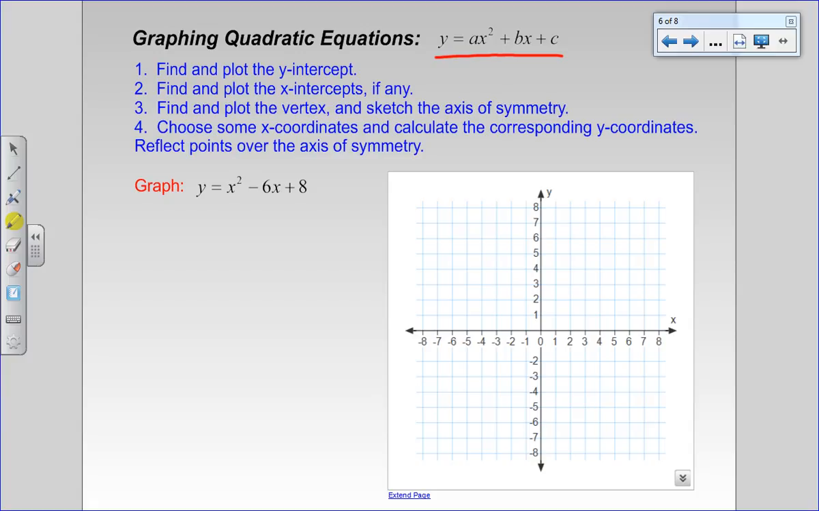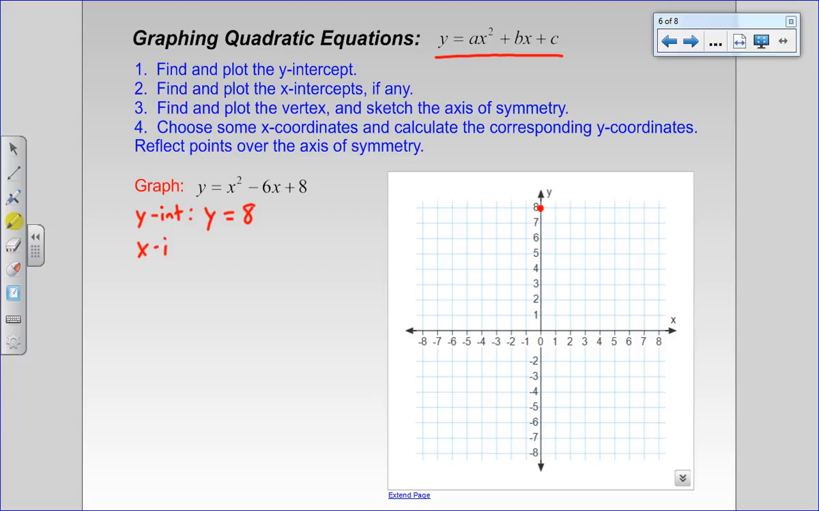Our first example is y equals x squared minus 6x plus 8. Let's begin by finding the y-intercept. To do so, we just need to substitute x equals 0 into the equation, and we see the first two terms cancel out, and we have y equals 8. Therefore, the point (0, 8) is our y-intercept, and we can plot it on the coordinate plane.